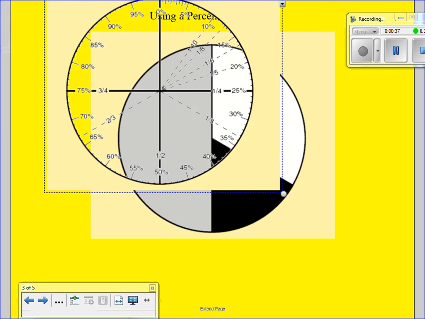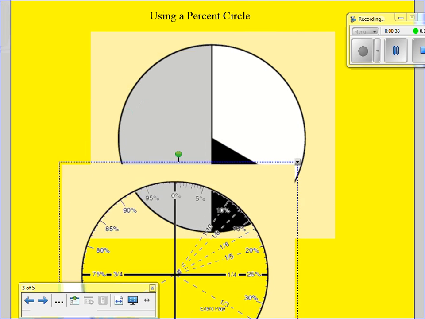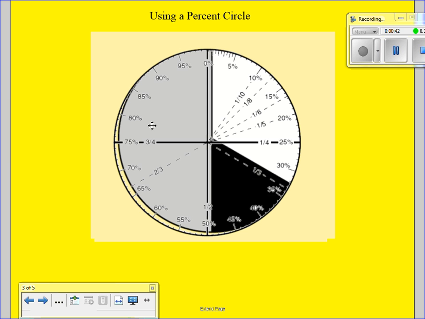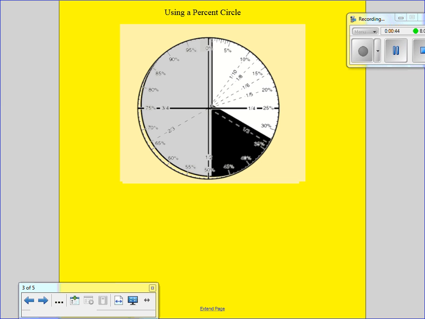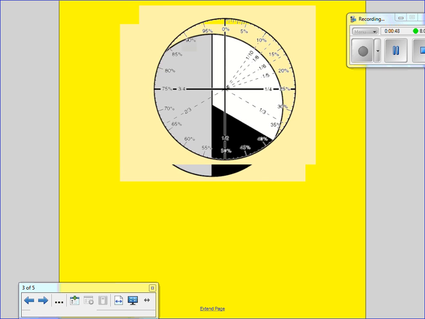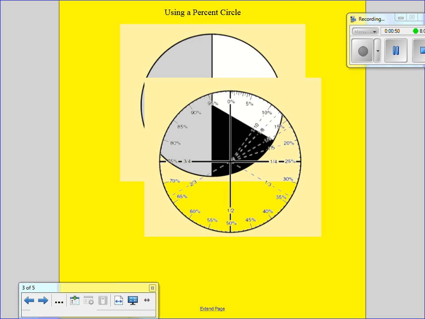First thing here, we have this circle below here, okay? This little percent circle that I'm moving around is what is on your geometry template. This is how you work it, okay? Do you notice how I have a 0, a 0%, and it goes all the way around, 95% to 100 again. That's how you read it.